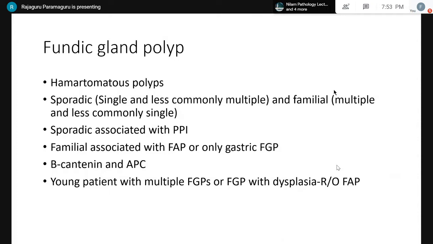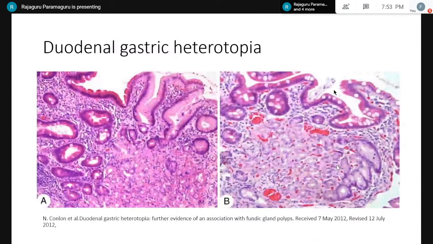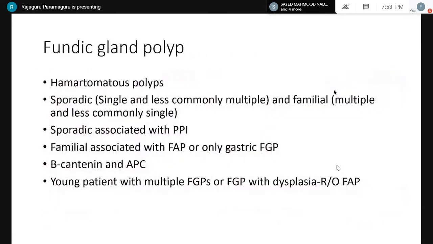They have beta catenin and APC mutation. Both the sporadic and the familial type have beta catenin APC mutation. The sporadic ones are associated with proton pump inhibitor therapy.